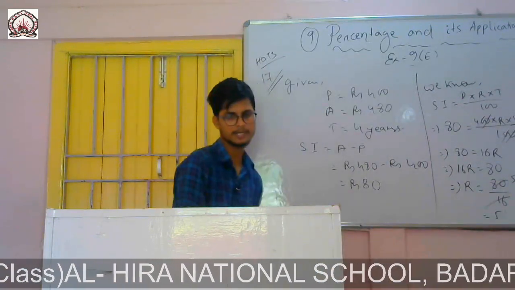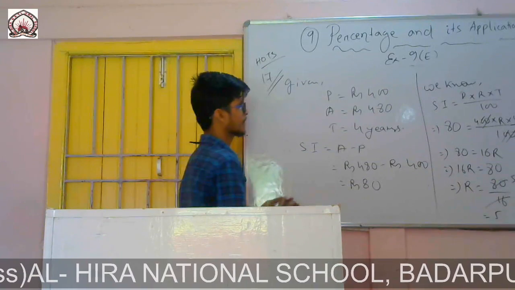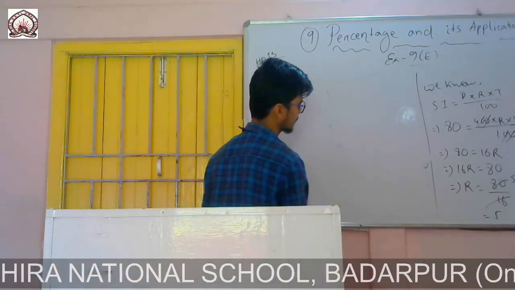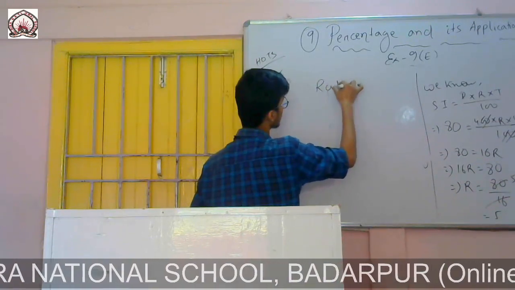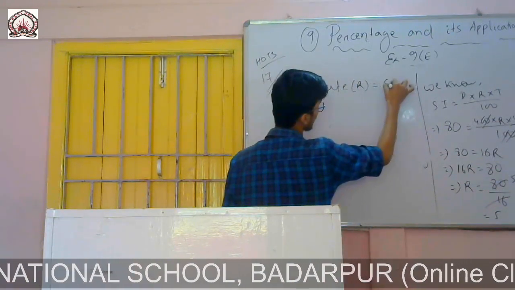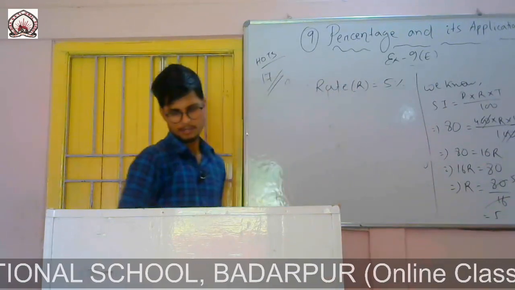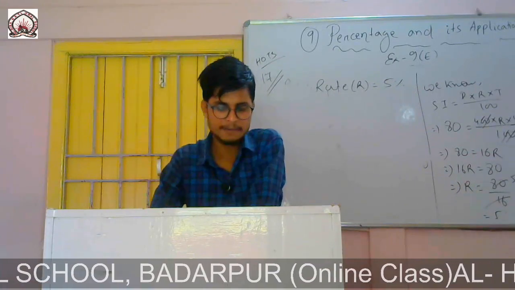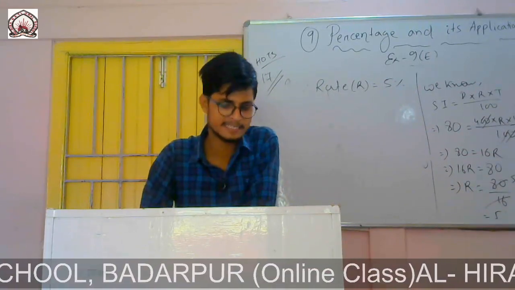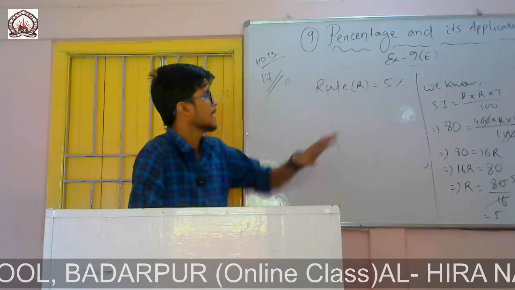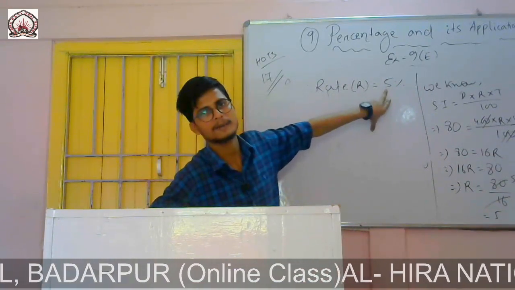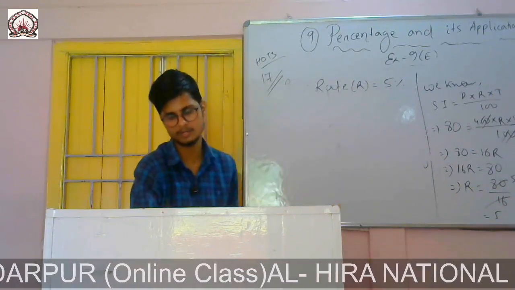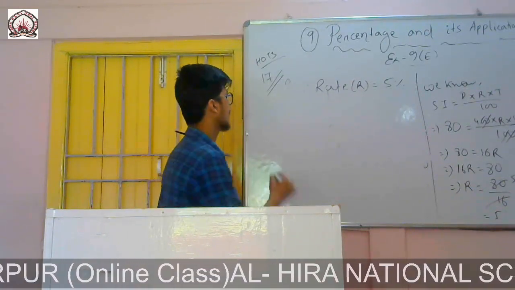But in question number 17, you have to do a little more extra. You write, therefore rate R equals 5%. Now you see another extra part is given: what will it amount to if the rate of interest is increased by 2% per annum? I have got the rate as 5%. If I increase it by 2%, it will be 7%. So at 7%, what will be the amount? Now I will solve this again.